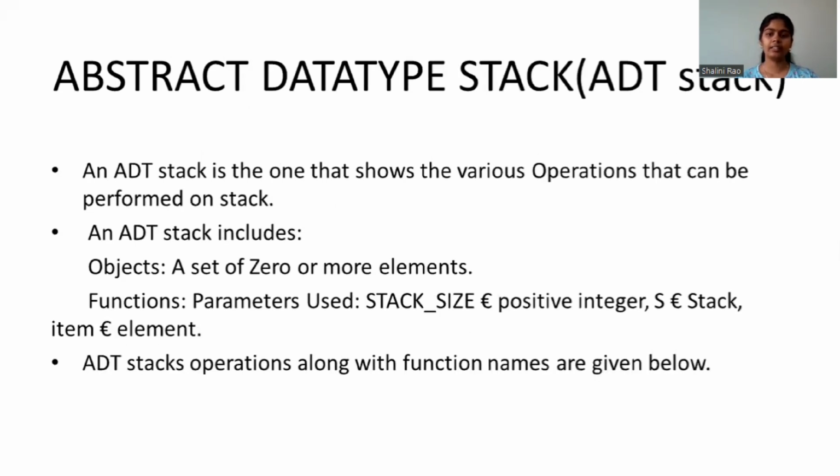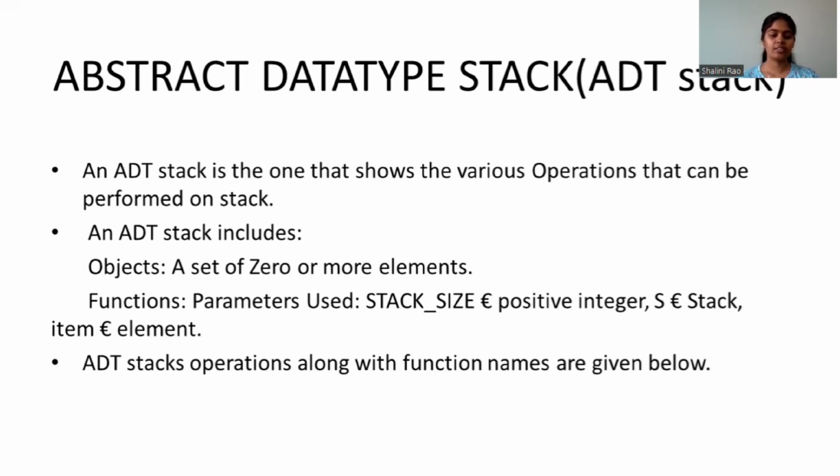Abstract data type stack, that is ADT stack. An ADT stack is one that shows the various operations which can be performed on the stack. It includes objects and functions. Objects are a set of zero or more elements, whereas functions use parameters like stack size, which is a positive integer, S which belongs to stack, and item, which is an element.